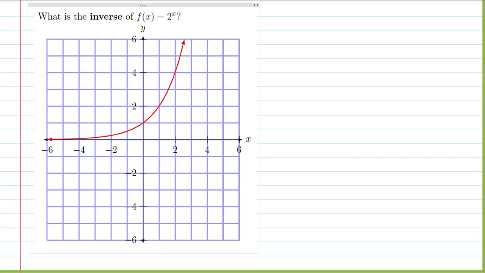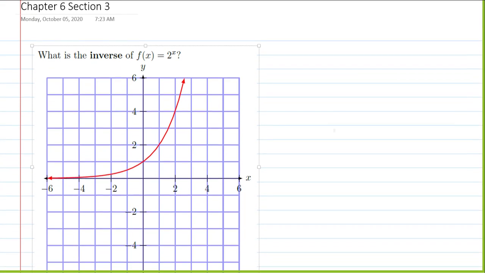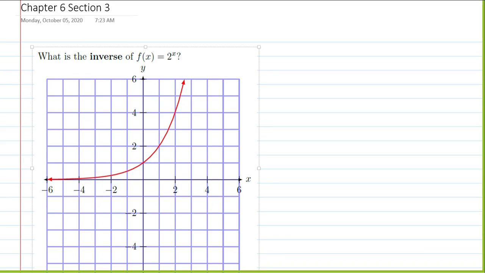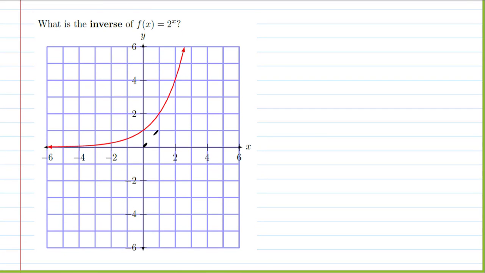So in 6.3, we're going to be talking about the idea of the inverse of the exponential function. So the question then becomes, what is the inverse of f of x equals 2 to the x? Well, we learned earlier when we talked about inverses that inverses are reflections across the line y equals x.